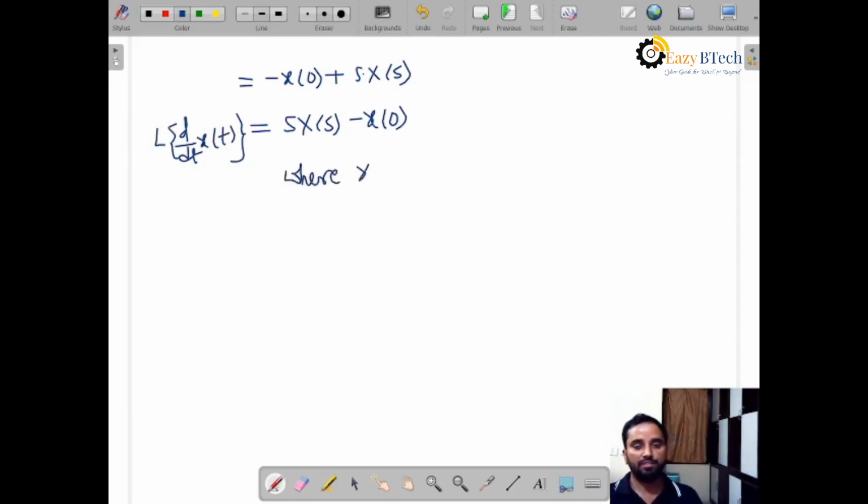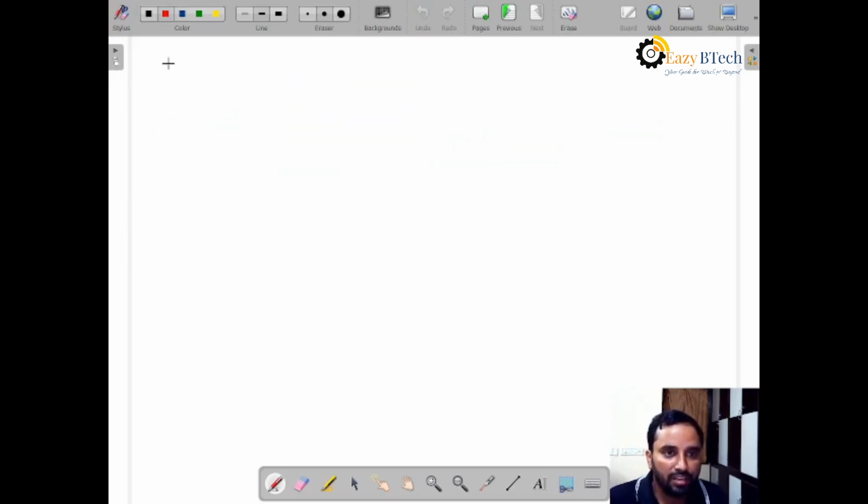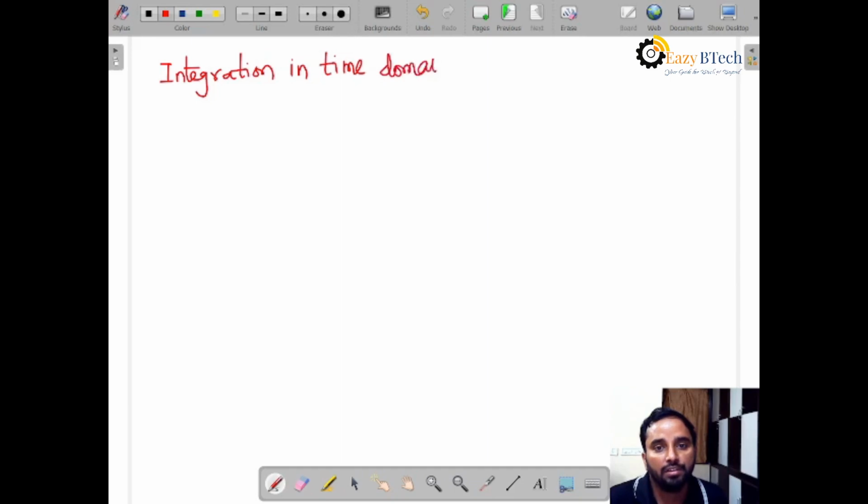So here small x of 0 means the initial value of x of t. Please remember, in the case of a causal signal, x of t is a causal signal, so x of 0 is the initial value of x of t. Okay, very important. Another property we can discuss now: integration in time domain. Very important, this property we can do easily.